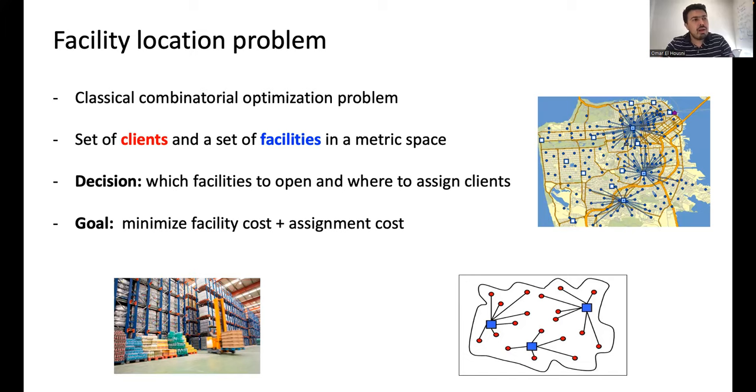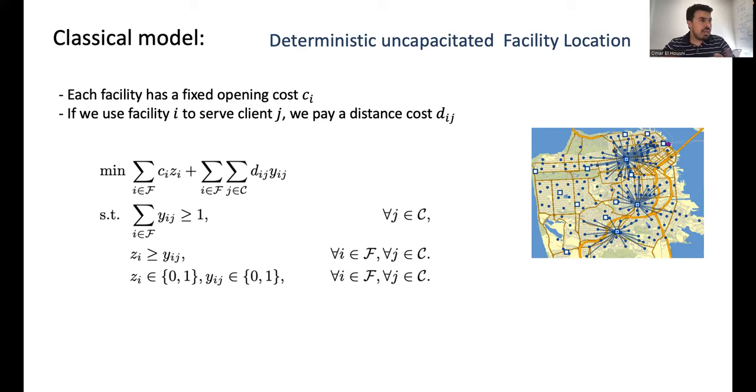Say you have a chain of stores, and you would like to decide where to put the inventory and how much inventory to put in each store in order to be, again, close to the demand, so that you minimize the cost of inventory and the assignment cost, the transportation cost. I will talk a little bit about other variations of this facility location problem, but let me start with the most classical one, which we refer to in the literature as the deterministic and uncapacitated facility location problem.